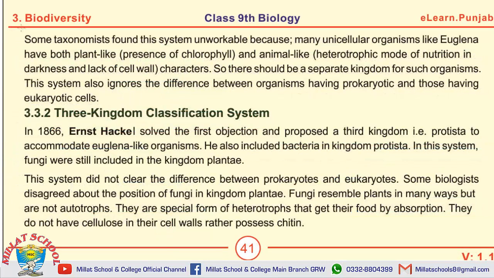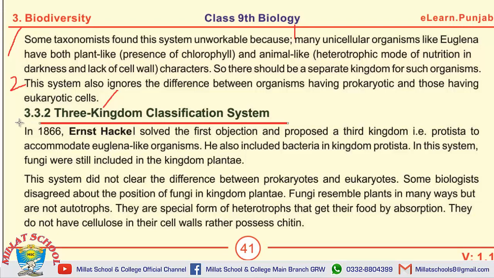The next question is about the drawbacks of the two kingdom system of classification, and the answer is some taxonomists found the system unworkable because, one, many unicellular organisms like Euglena have both plant-like and animal-like properties. And number two, this system also ignores the difference between organisms having prokaryotic and those having eukaryotic cells. So the question can be asked, write the drawbacks of the two kingdom classification system, or why the two kingdom system of classification was rejected. And the next topic is about the three kingdom classification system.